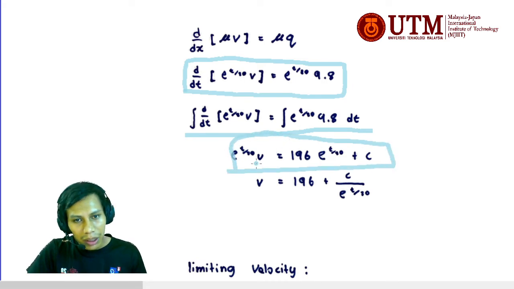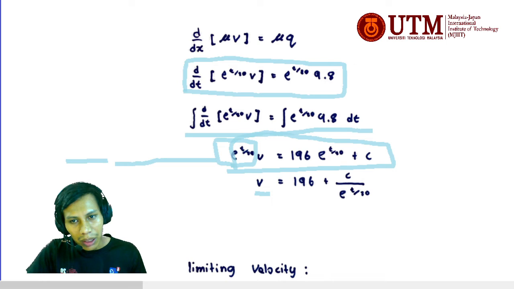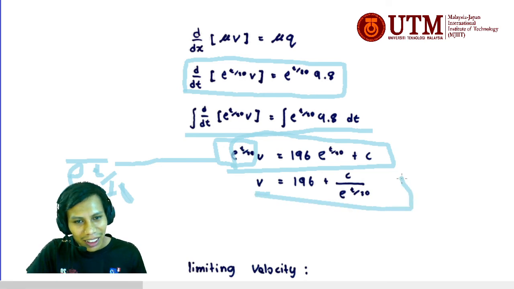But here, we still have the integrating factor on this side. We need to know the value of v. So to get rid of this, we need to divide this equation by the integrating factor, which is e to the power of t over 20. So we got the answer here. This is the answer for v(t).